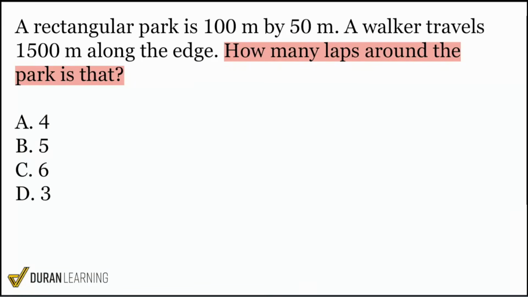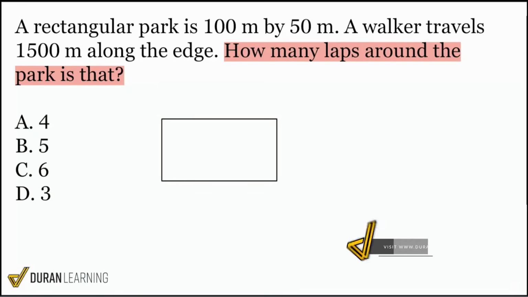So here it says, a rectangular park is 100 meters by 50 meters. A walker travels 1,500 meters along the edge. Okay, so when we have this rectangular park, we see that this person who's walking goes around and around until they hit 1,500 meters. So we need to know how many laps that is. To figure that out, we need to understand how long one lap is. And that's going to be one perimeter, going around one time.